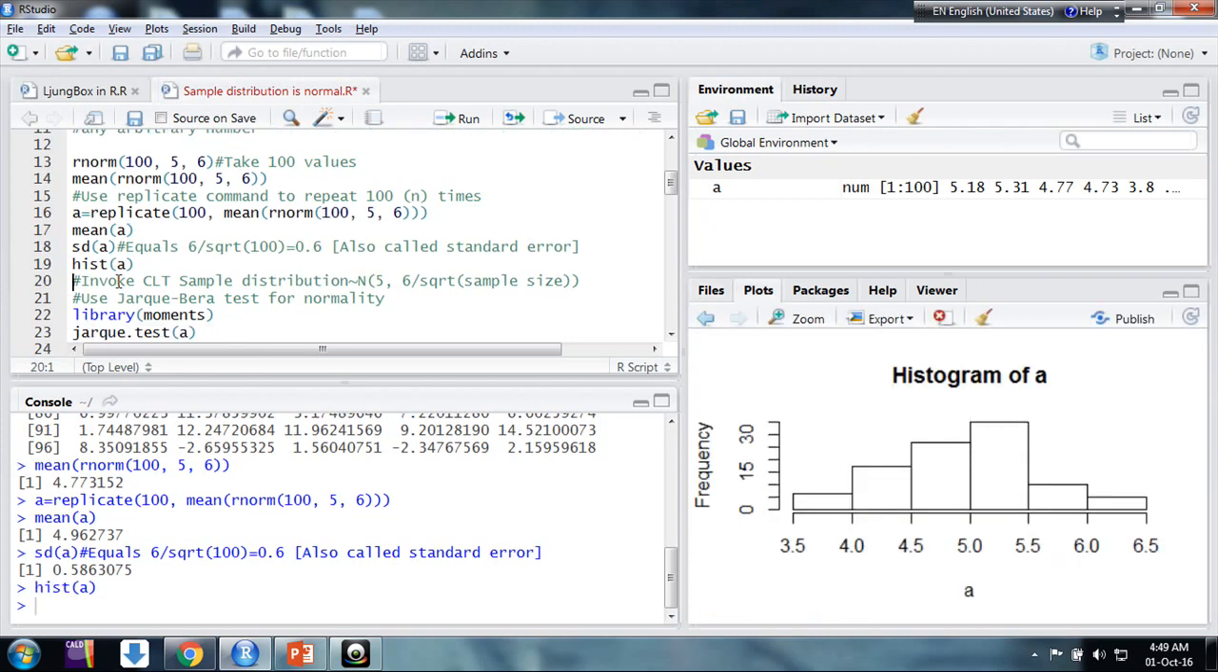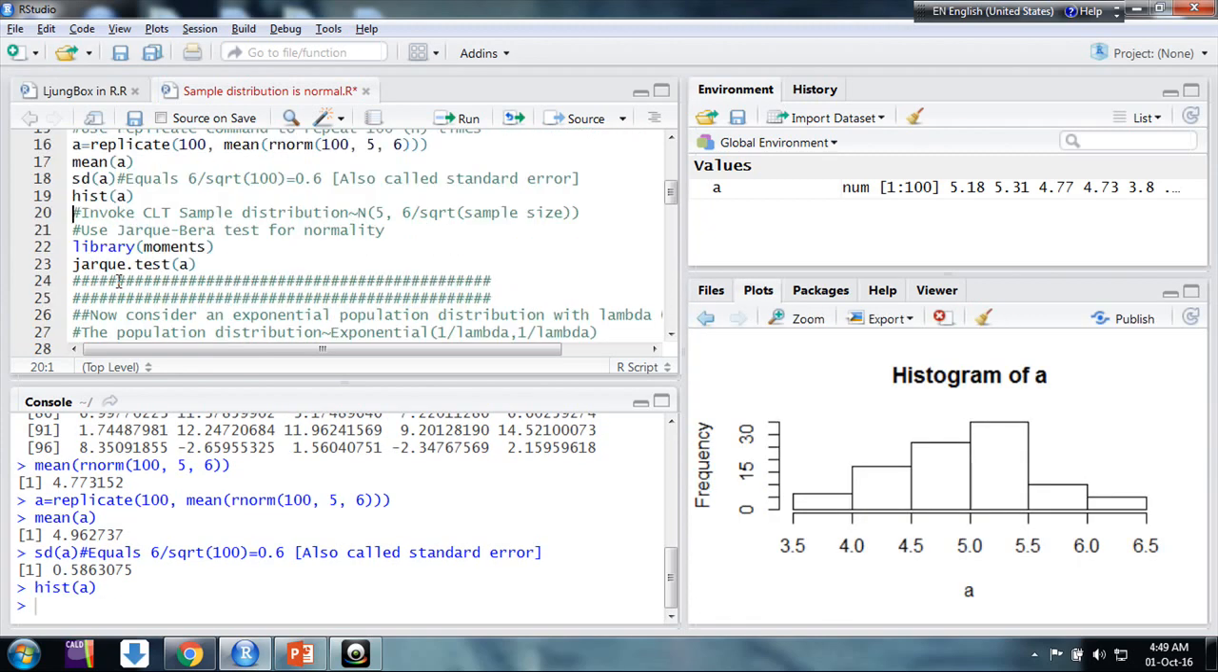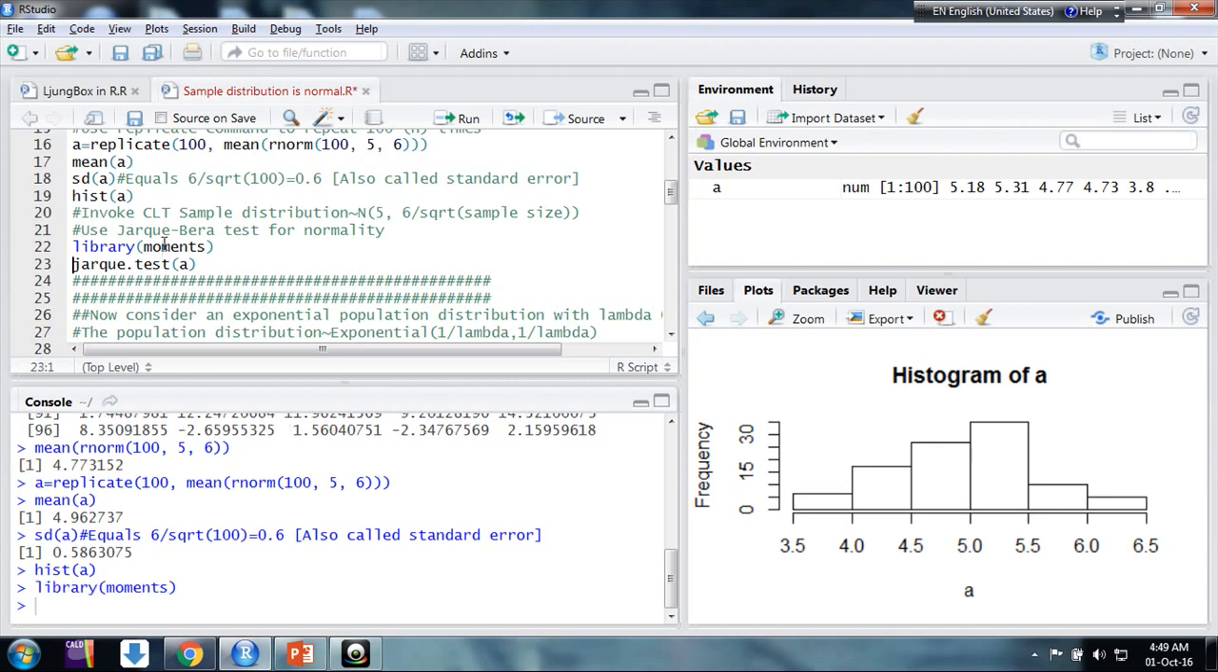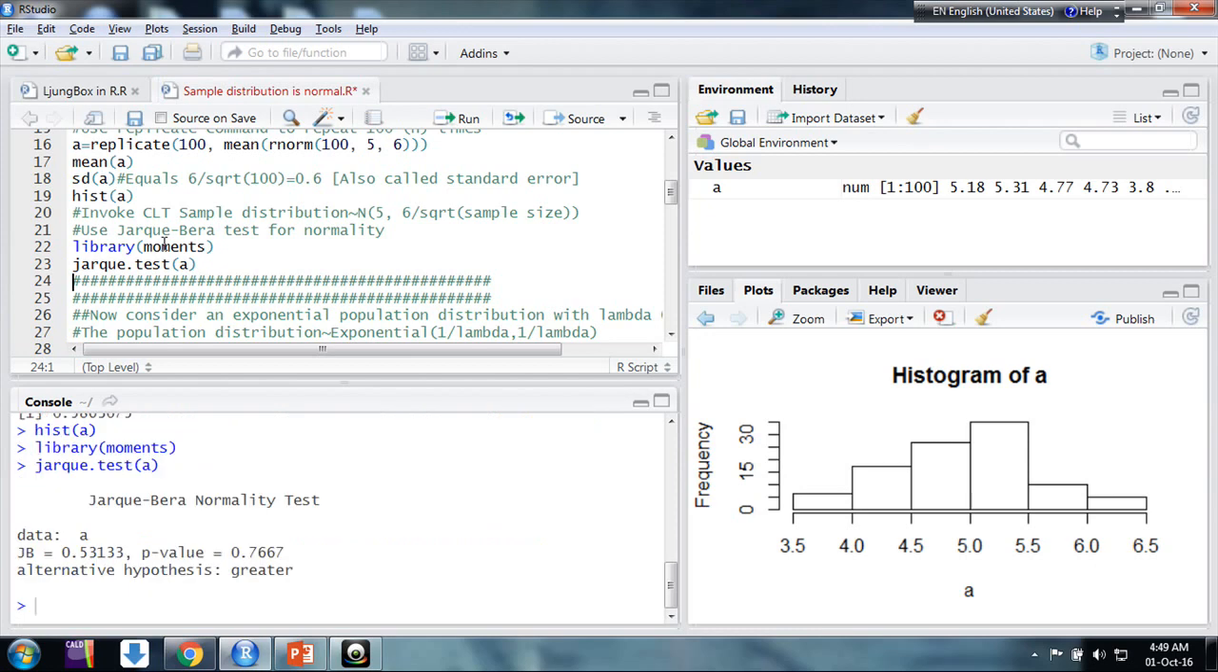This is the histogram of that. It seems normal, but now we can do the Jarque-Bera test to test for normality. I'm attaching the moments package and running the Jarque test on this A variable, and the p-value is more than 0.05, so I am not able to reject the null of normality. So I say the data is normal.